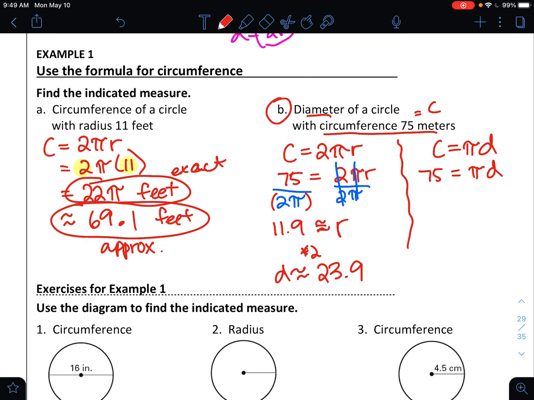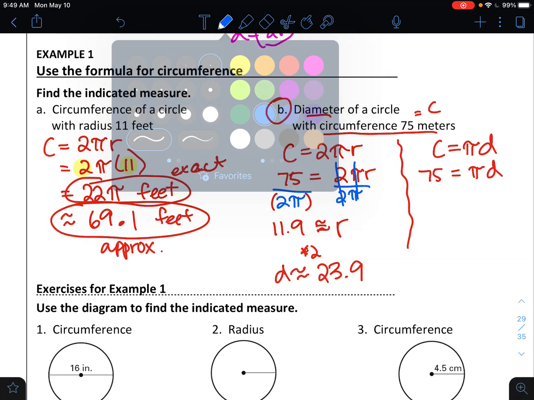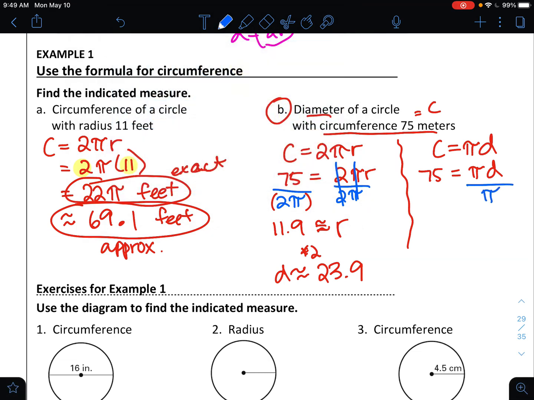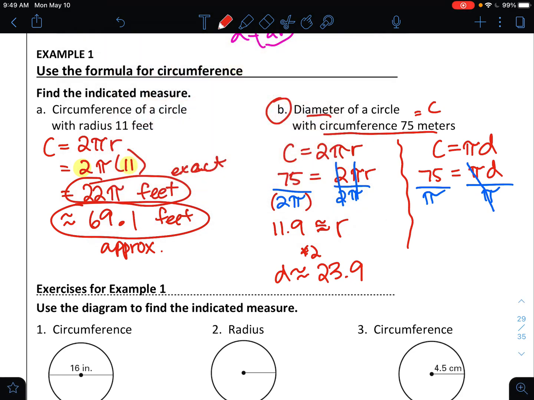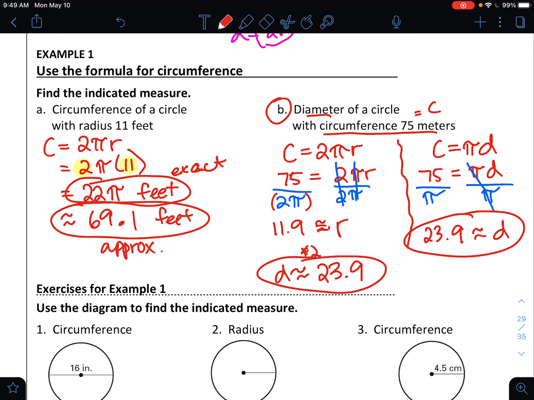Now, if I come back to the right-hand side, notice all I have to do here is solve for d. So if I just divide off pi like this, because pi divided by pi is 1, I can just do 75 divided by pi, and I still get that same 23.9 answer, okay? So you just have to decide, do you want to switch between the formulas? Do you just want to work with one formula? It just kind of depends. Okay, so those are 2 different types, whether you just plug in radius or you have to solve for c.